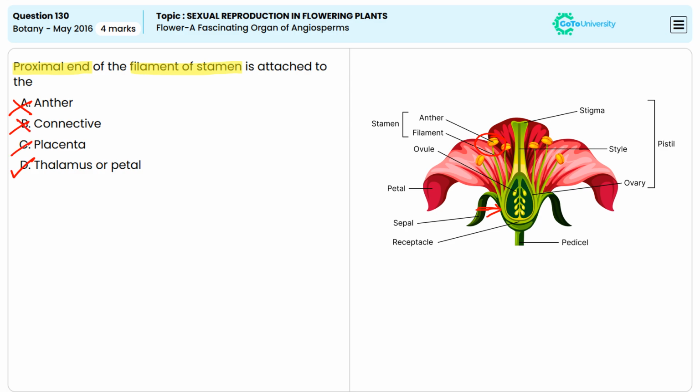Option C, placenta. Placenta refers to the part of the ovary to which the ovules are attached. So option C is also incorrect. The correct answer is option D.